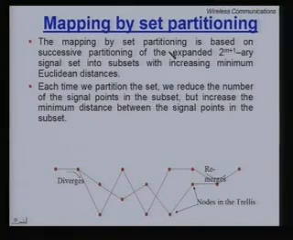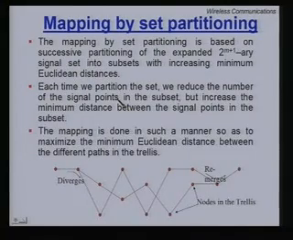The mapping by set partitioning is based on the successive partitioning of an expanded 2 raised to the power m plus 1 array signal set into subsets with increasing minimum Euclidean distance. We will take an example. Each time we partition the set, we reduce the number of signal points in the subset, but increase the minimum distance between the elements. Mapping is done in such a manner so as to maximize the minimum Euclidean distance between different paths, right? Basically get the best possible d-free Euclidean.